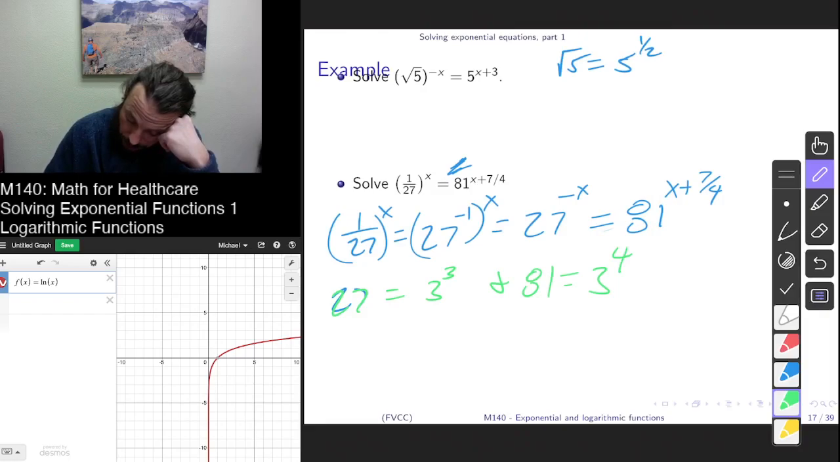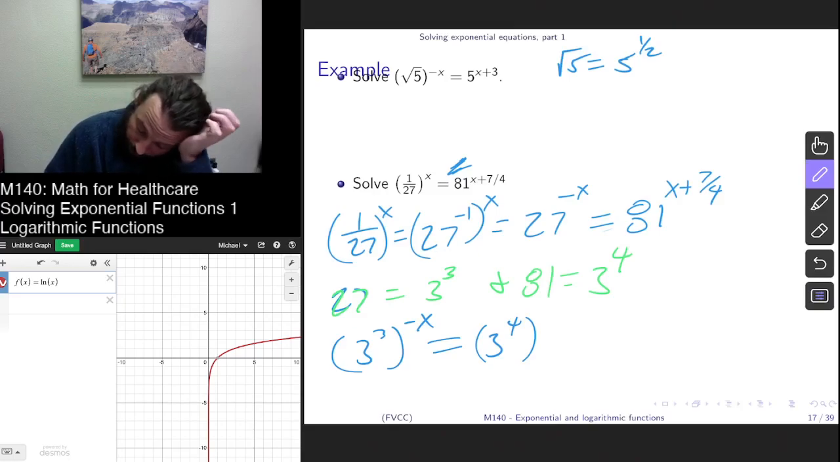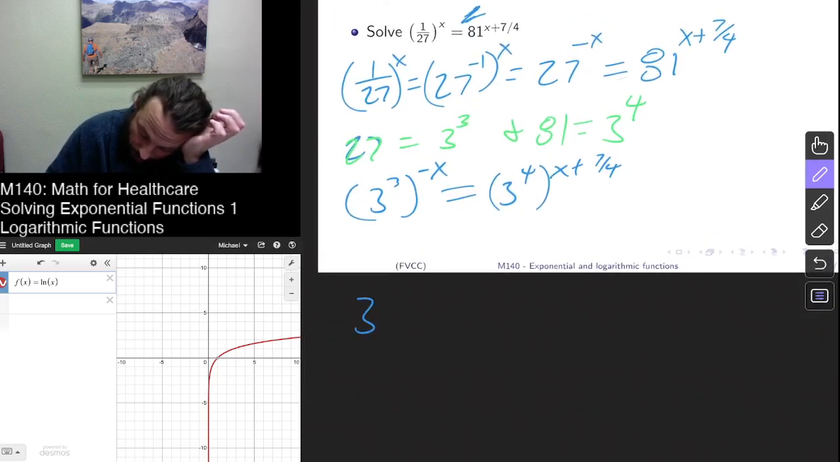All right, so now let's see what we have. We have 3 cubed, all raised to the negative x, equals 3 to the 4th raised to x plus 7/4. I'm just substituting and rewriting 81 and 27 in there in a different way. We've got to multiply, so we end up with 3 to the negative 3x equals 3 to the, don't forget to distribute that 4 when you multiply, so it's 4x plus 7. 4 times x plus 4 times 7/4.